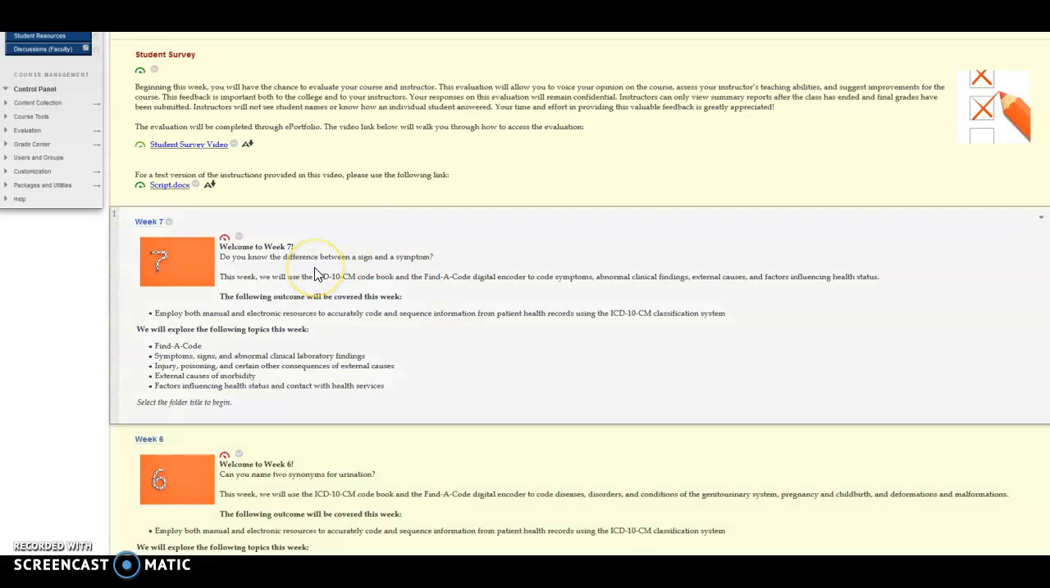Welcome to week 7. This week we are going to be looking at symptoms, signs, and abnormal clinical findings, injury, poisoning, and certain other consequences of external causes of morbidity, and then factors influencing health status and contact with health services.